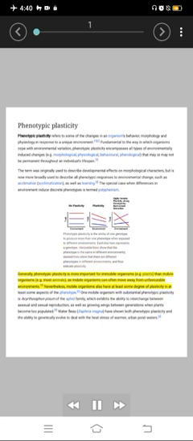Generally, phenotypic plasticity is more important for immobile organisms, e.g. plants, than mobile organisms, e.g. most animals, as mobile organisms can often move away from unfavorable environments. Nevertheless, mobile organisms also have at least some degree of plasticity in at least some aspects of the phenotype.